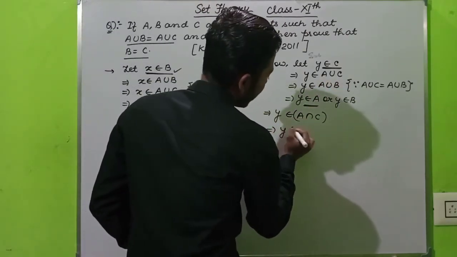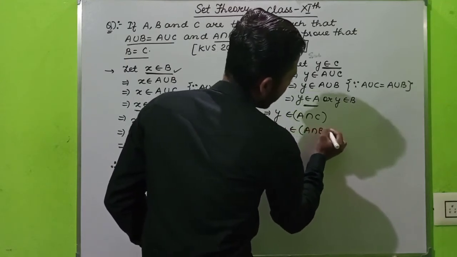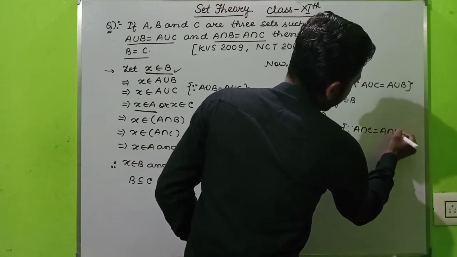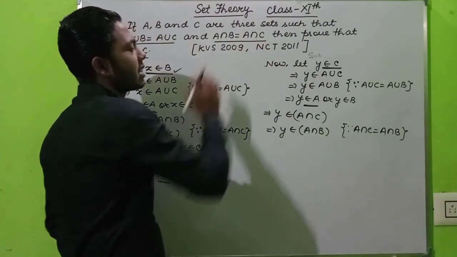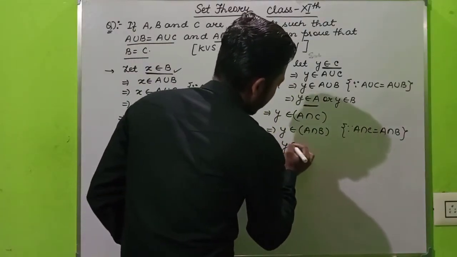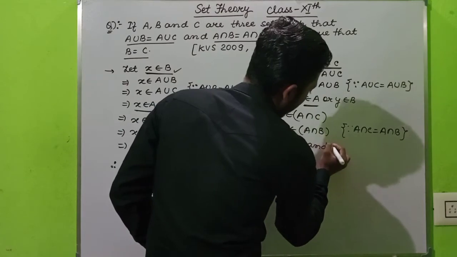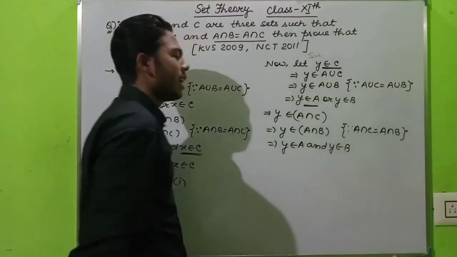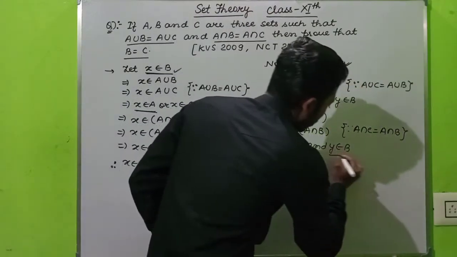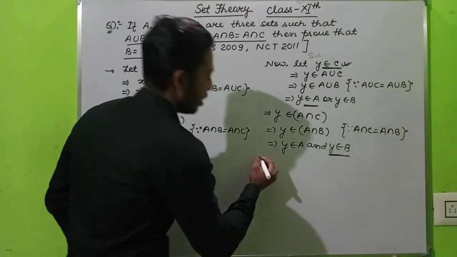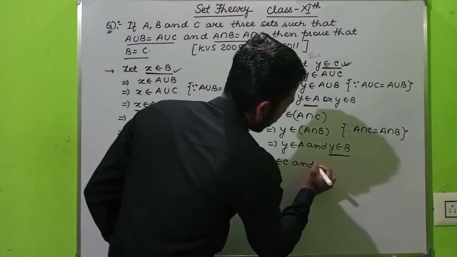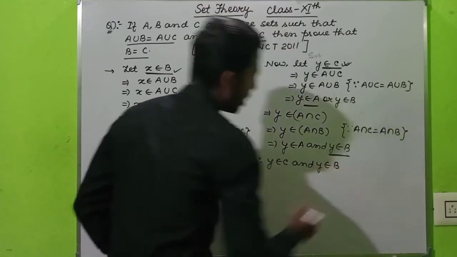Therefore we can say that Y is an element of A intersection B, because it is given that A intersection C is equal to A intersection B. ये वाला पार्ट हमारा गिवन है. अगर A intersection C में आए तो intersection B में भी आएगा. So we can say that Y is an element of set A and Y is an element of set B. यानी कि Y जो है वो सेट C का एलिमेंट था और यहाँ पर Y सेट B में भी आ रहा है. Therefore Y is an element of C and Y is also an element of set B.